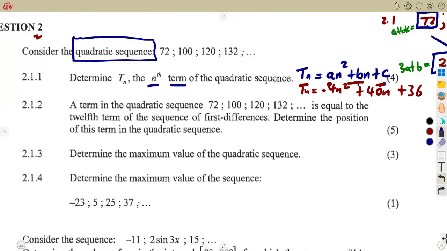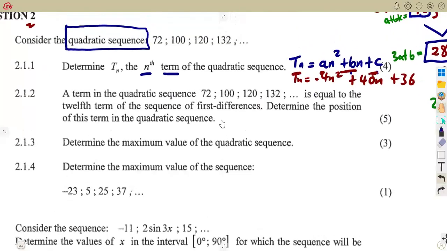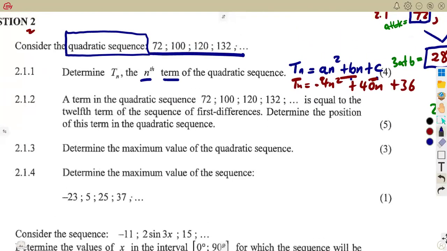Let's move on to another part. 2.12, a term in a quadratic sequence, 72, 100, 120, which is the same quadratic sequence, this one. All right, so they're saying there is a term in this quadratic sequence that is equal to the 12th term of the sequence of the first differences. Determine the position of this term in the quadratic sequence.